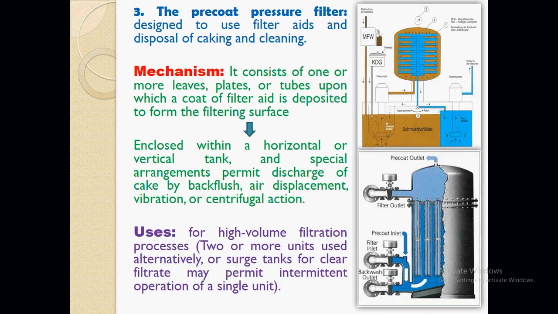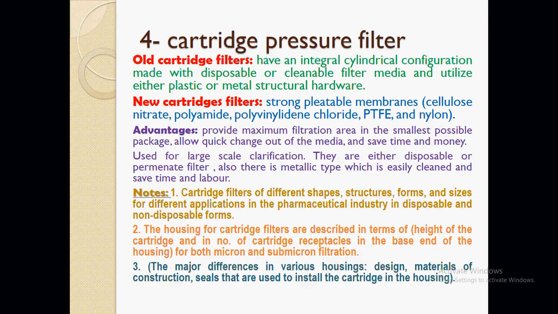Cartridge pressure filter. This is another type of pressure filter. We have old cartridge filters and new cartridge filters. The old cartridge filters had an integral cylindrical construction made with disposable or cleanable filter media and utilized either plastic or metal structural hardware. We talked about the cartridge earlier as a filter medium and discussed its types and its advantages and disadvantages. This is the equipment where we want to use them, pressure and cartridge type.